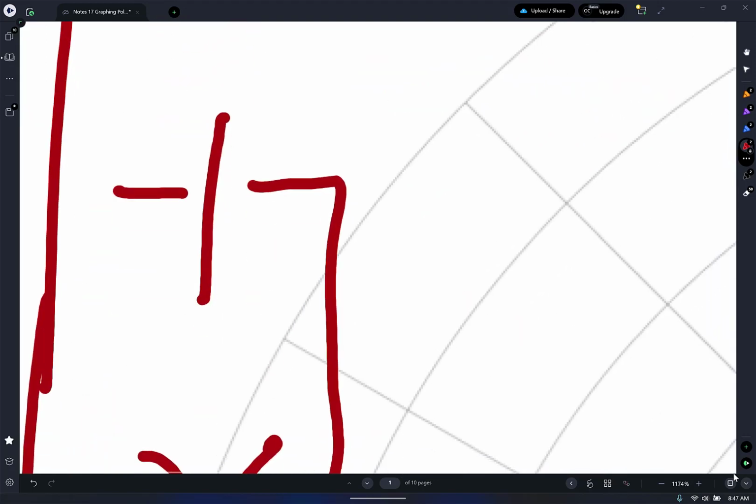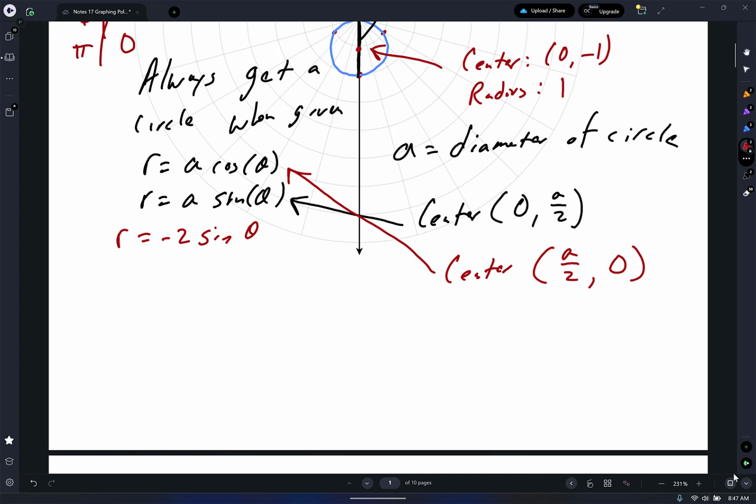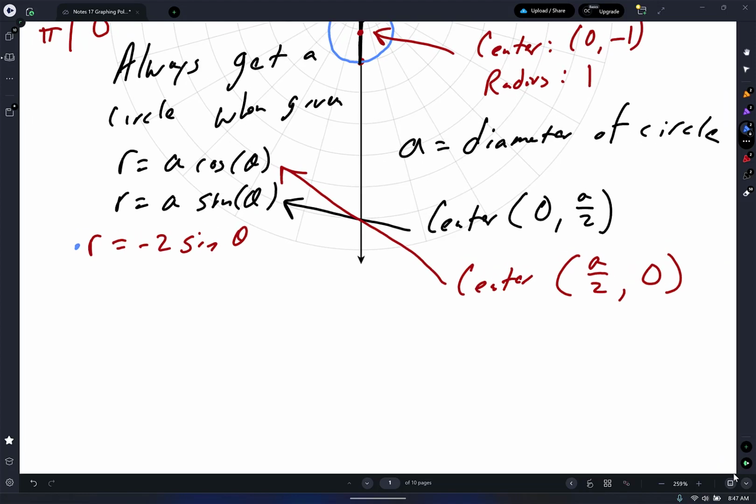So here's what I'm going to do. I take my expression, and I see that I have an r in it, so I'm going to multiply the left side by r. Whatever I do to one side, I do to the other. So now I'm going to have r squared equals negative 2r sine theta. And then I'm going to make a side note. You remember that x equals r cosine theta and y equals r sine theta. Well, there's my r sine theta.